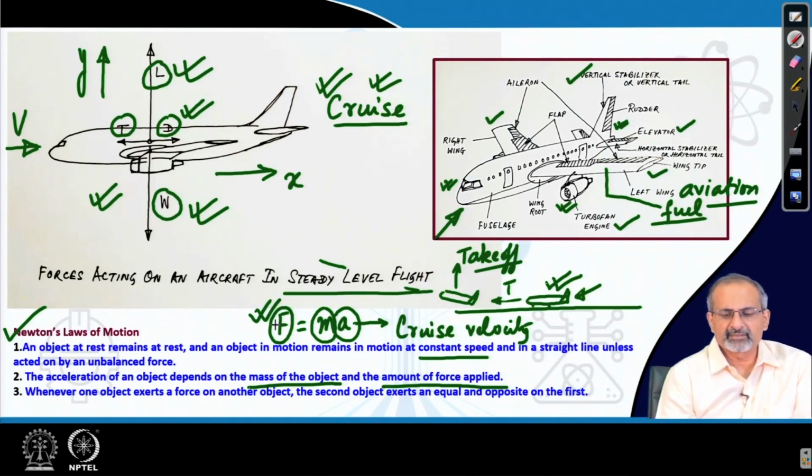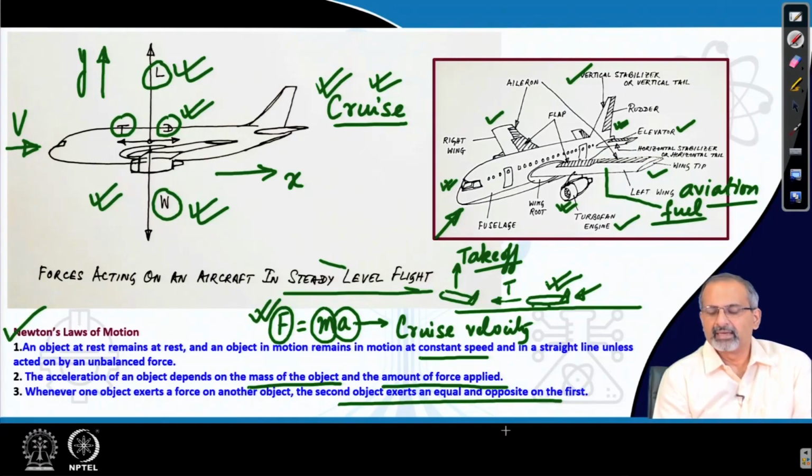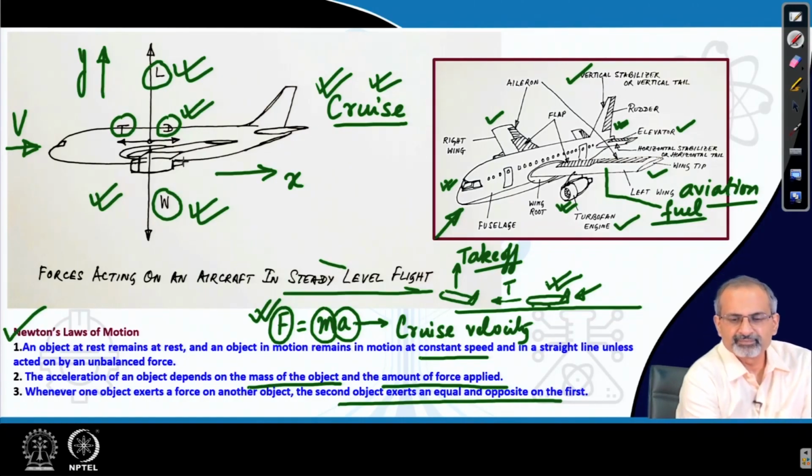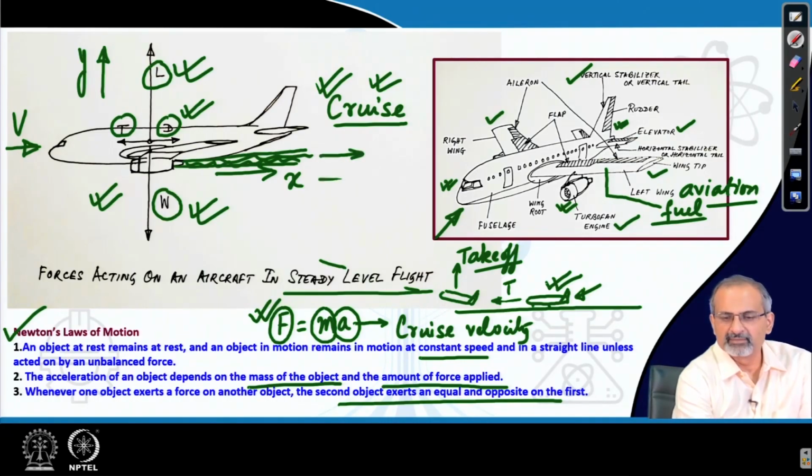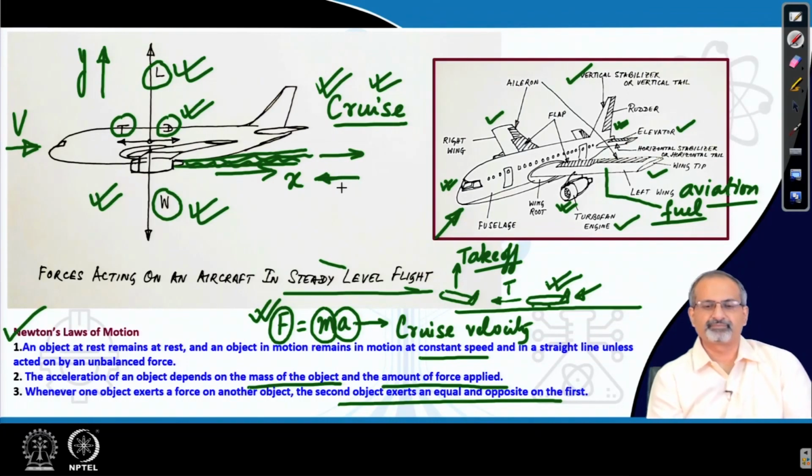Whenever an object exerts a force on another object, the second object exerts an equal and opposite force on the first. This is something that you can think about. In our case, there is a good example: if you look at the exhaust of the engine, there is a high velocity jet moving out of the exhaust. It moves this way, and this helps to propel the aircraft forward. You can think of other examples too.